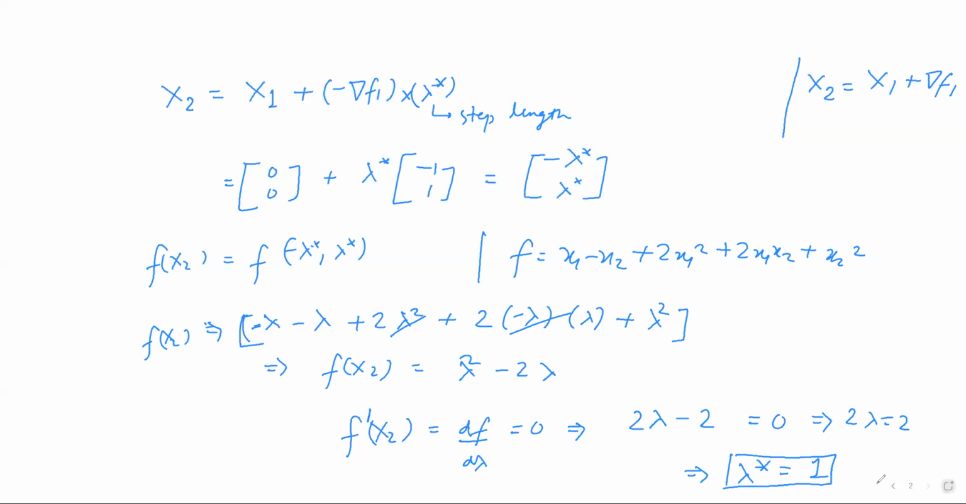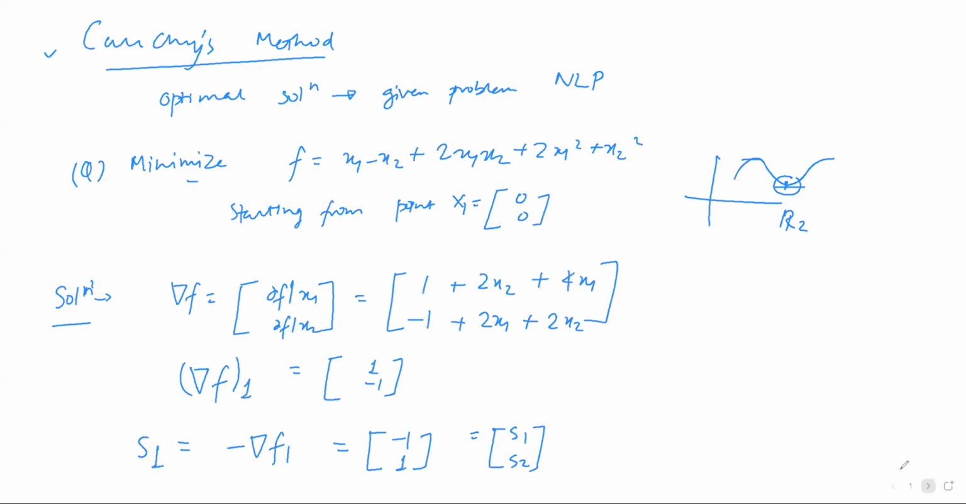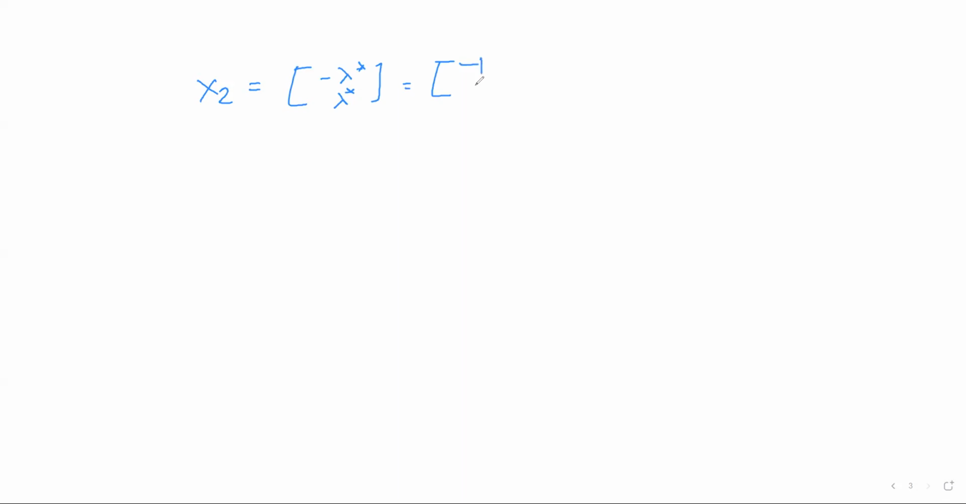So what have we found? We have found lambda star, and we will substitute this lambda star into this equation, that is x2. It will give x2 equal to minus lambda star, lambda star, that is minus 1 and 1. Go to the next page. Because lambda was 1, x2 is minus 1 and 1. Now x2 is known, so we'll go to the second iteration.